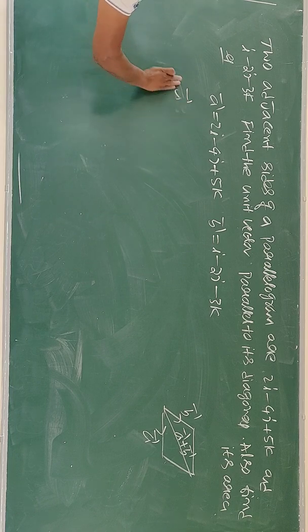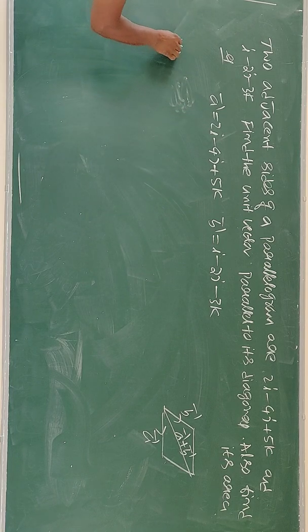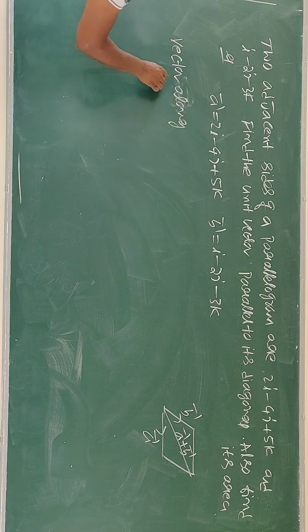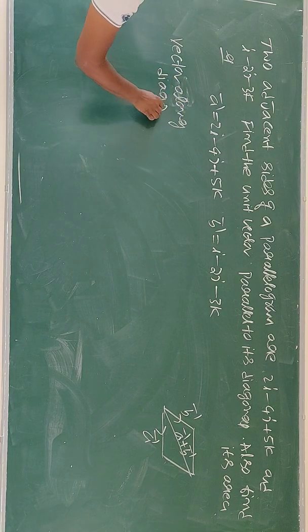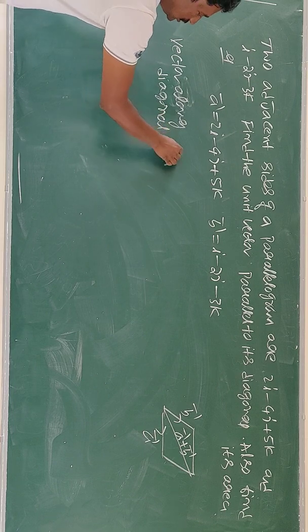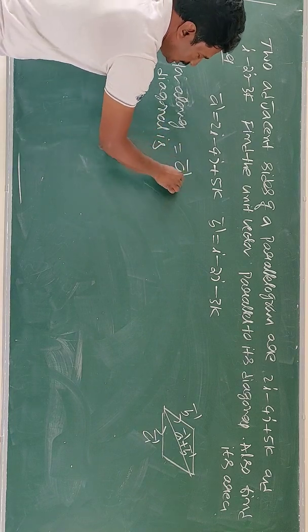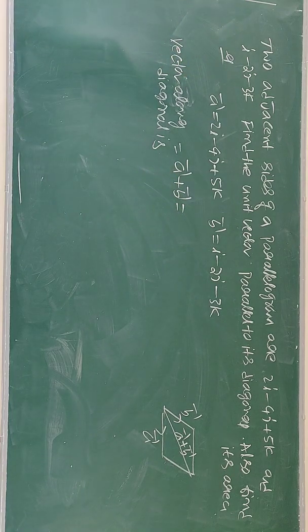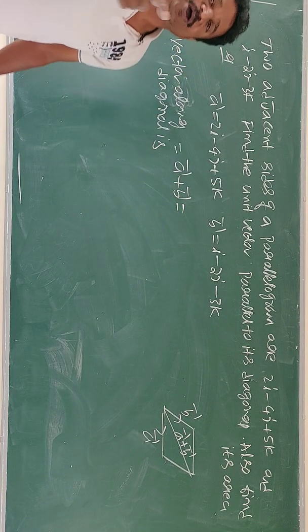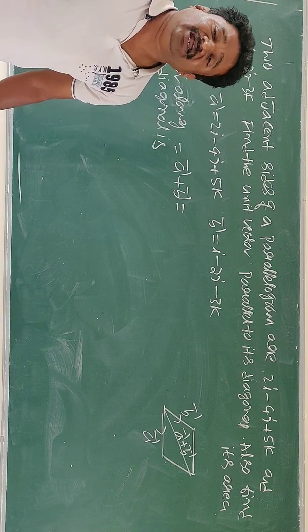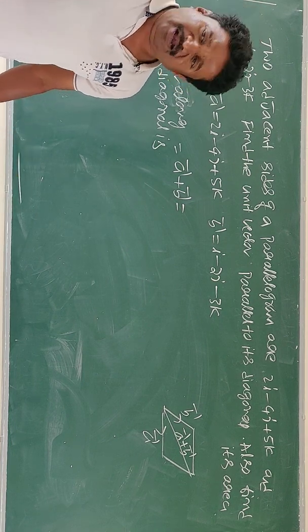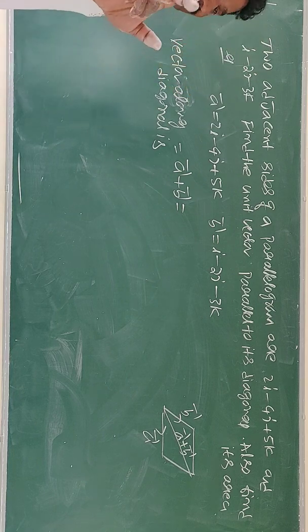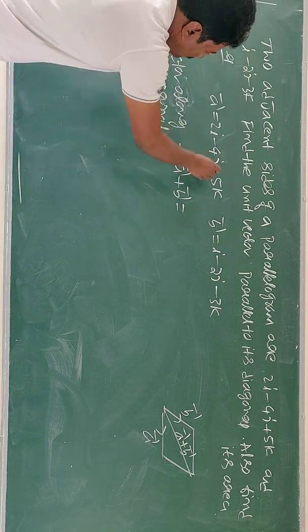So the vector along the diagonal is A plus B. Along, parallel, in the direction: they are all one and the same. No need to crush your brains.